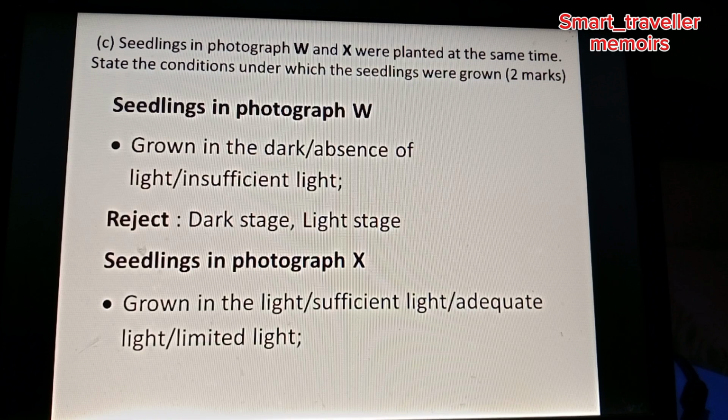Seedlings in photograph X were grown in the light, or they were grown in sufficient light, or they were grown in adequate light, or limited light.